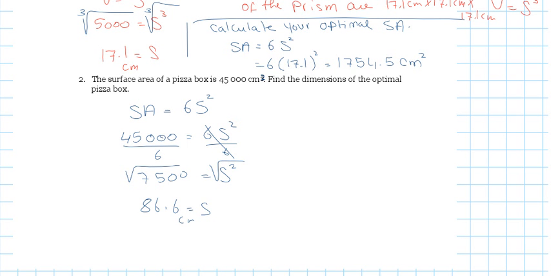So if we're going to find the volume, we just plug the 86.6 into the S over 3. So I can add to this question and say, what is your maximum volume? Or find the maximum volume. And then you just plug that in. So to find the maximum volume, you use your S cube formula, and you have to cube 86.6.